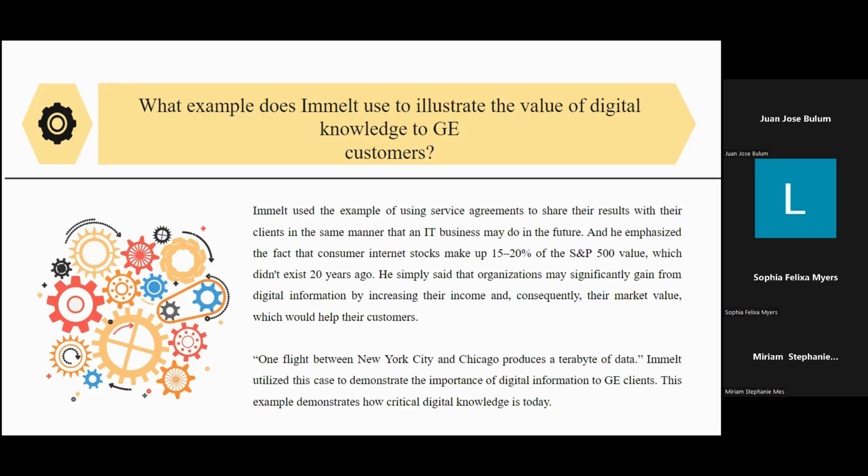One flight between New York and Chicago produces a terabyte of data, which Immelt utilized in this case to demonstrate the importance of digital information to GE clients. This example demonstrates how critical knowledge is today, and in another example, using hundreds of sensors and a large amount of data, he tries to emphasize the importance of digital knowledge.